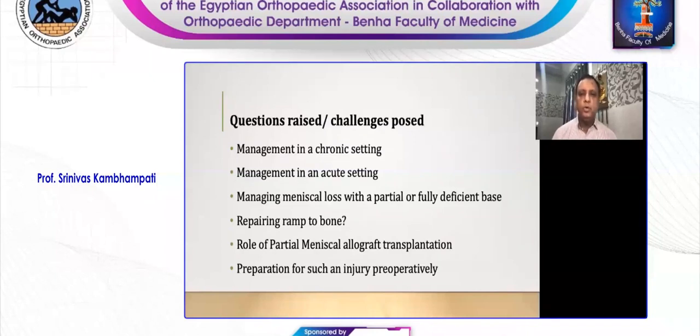Multiple challenges are posed in the chronic setting, acute setting, managing meniscal loss with deficient base, repairing ramp to the bone, the role of partial meniscal allograft transplantation, and how we identify and prepare such injuries preoperatively. This case raises more questions than answers. We are not sure how much of a stable base is required for a functioning meniscus before we could consider partial meniscal transplantation. It is an interesting case for discussion for which I don't have all the answers.